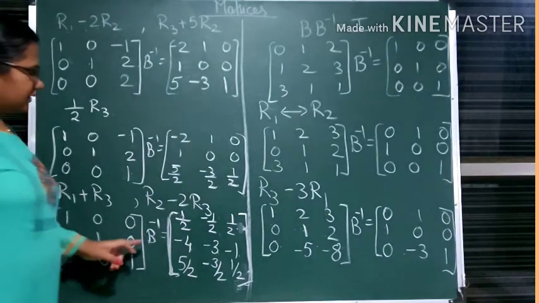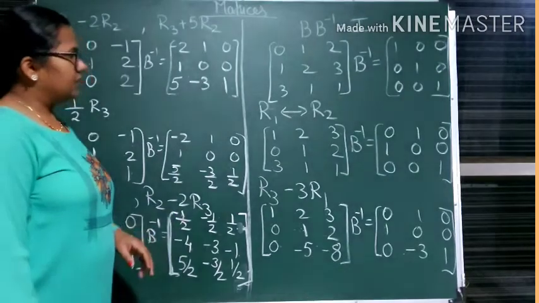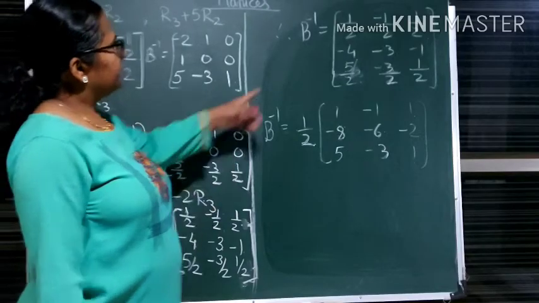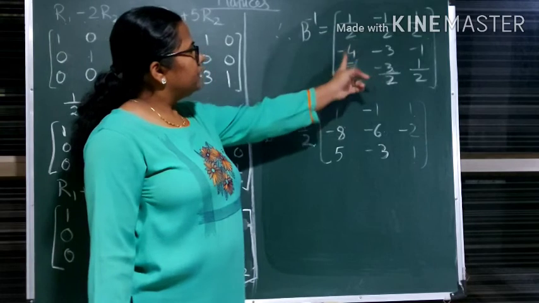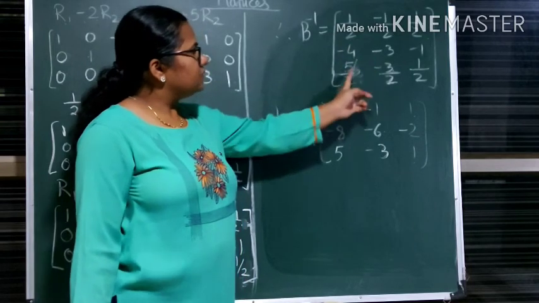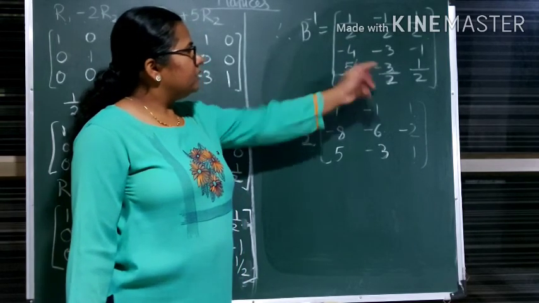So what is your B inverse? It is equal to this value. It is equal to this matrix. 1 by 2, minus 1 by 2, plus 1 by 2, minus 4, minus 3, minus 1. 5 by 2, minus 3 by 2, 1 by 2.